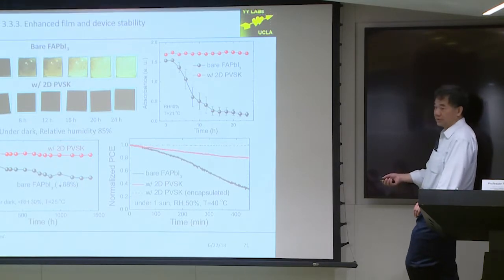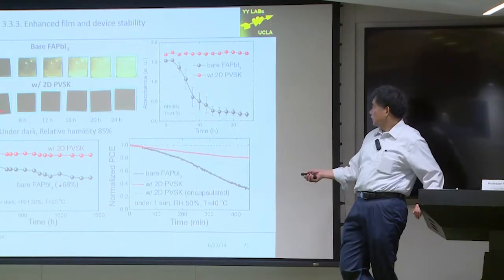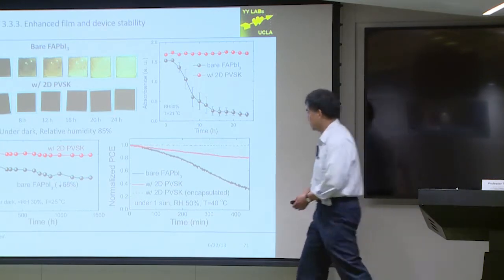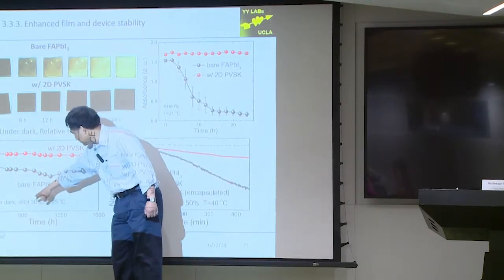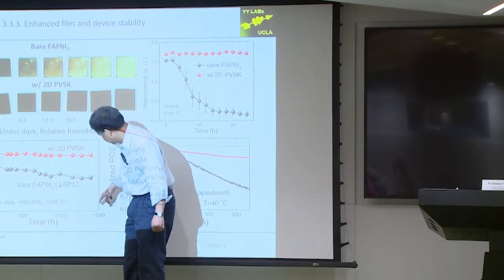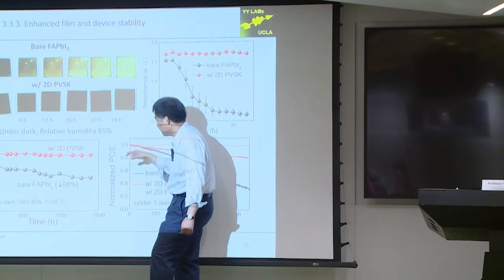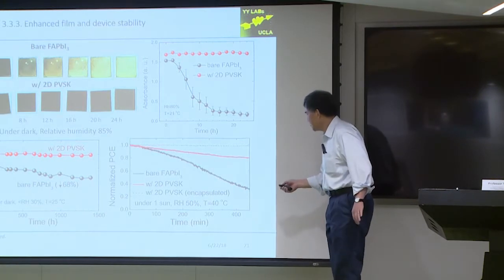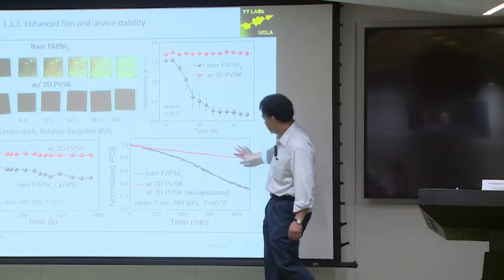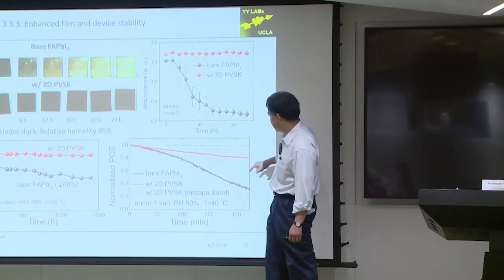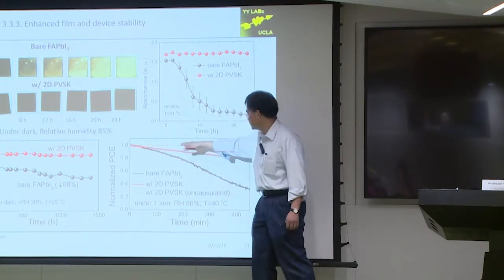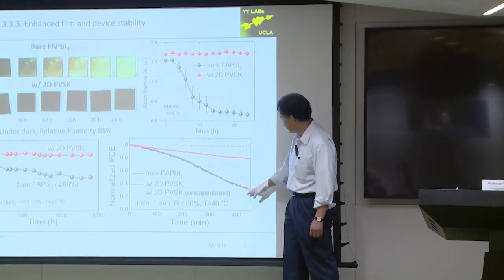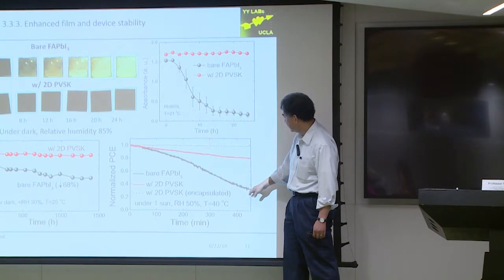Now, let's put it side by side. Exposed to air, 85% humidity. Look at this one. In the dark, it's 1,000 hours. It's still going. I think this one may be like 3,000, 5,000 hours now. This is an encapsulated device. This is an encapsulated device. You can see that with encapsulation, the device stability is pretty good after 400 minutes in air. The typical device goes down quite a lot, by 50%.